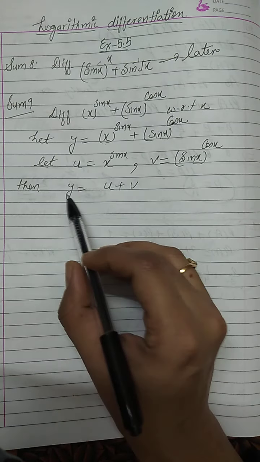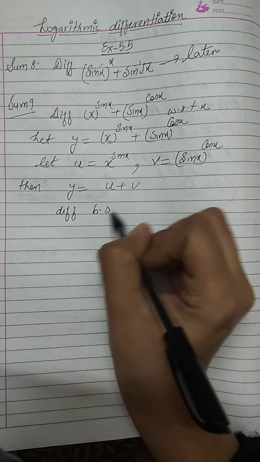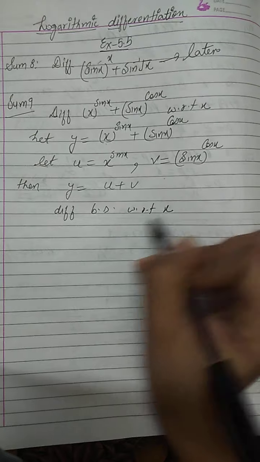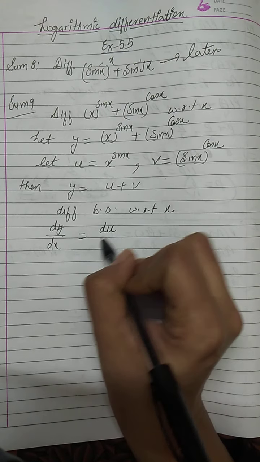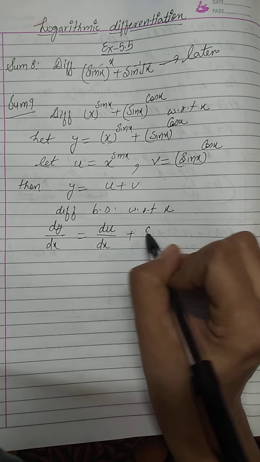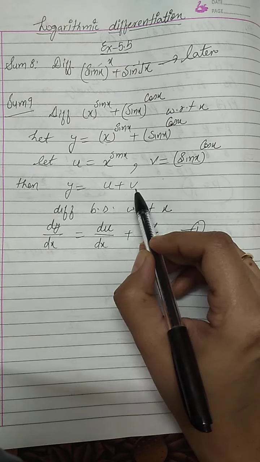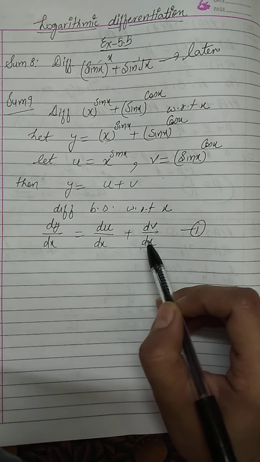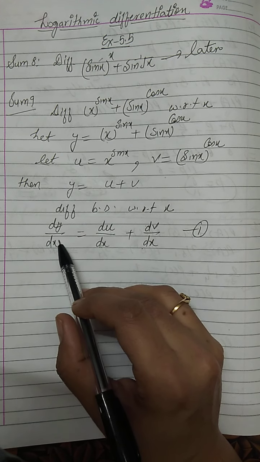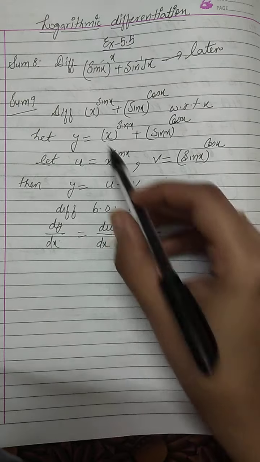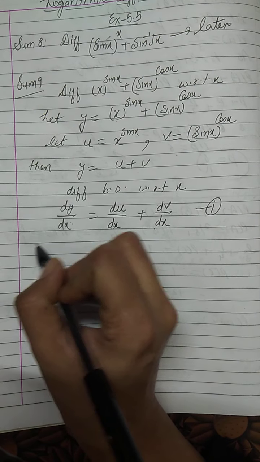So we will consider both the functions separately. If I take y equals u plus v and differentiate both sides with respect to x, what will we get? We will get dy by dx equals du by dx plus dv by dx. So u and v we know, du by dx and dv by dx we will calculate, and then we will substitute these two values here, and that will be our required answer, that is the derivative of this y function.